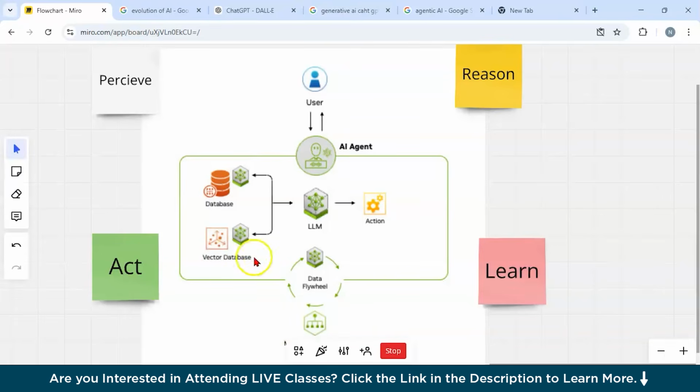Next, we have the vector database also, guys. A vector database is a specialized kind of database for storing unstructured data, which could be text embeddings, images, or audio representations. Unlike traditional databases that store exact values, vector databases store data in a high-dimensional mathematical space.